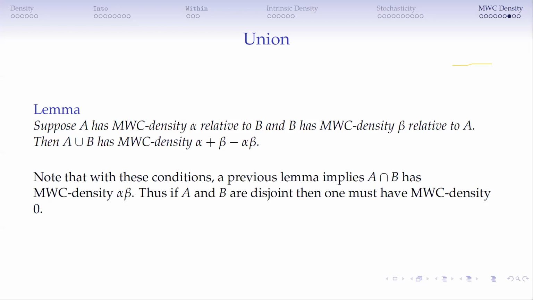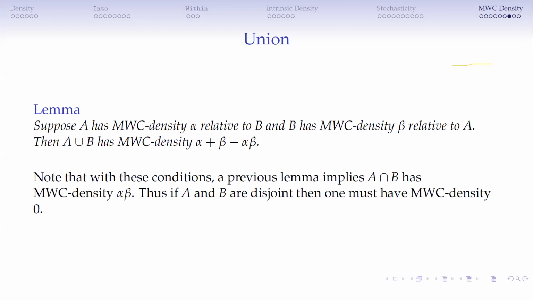And one reason why disjointness doesn't really work here is because if you have these assumptions on A and B, then you can apply our theorem about intersection. So if they're disjoint, their intersection has density 0, which implies that one of your starting sets had to have density 0 to begin with. So you can't use disjoint unions to really change density if you have these relativization requirements in place.